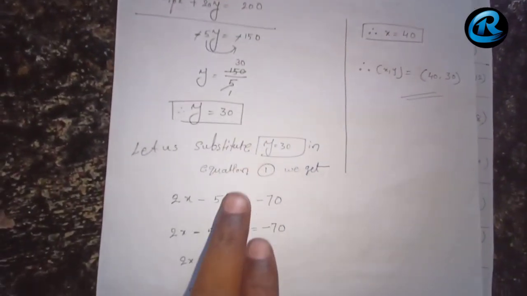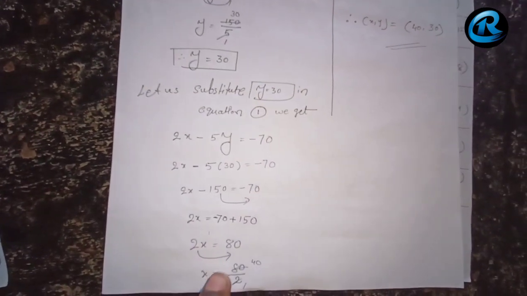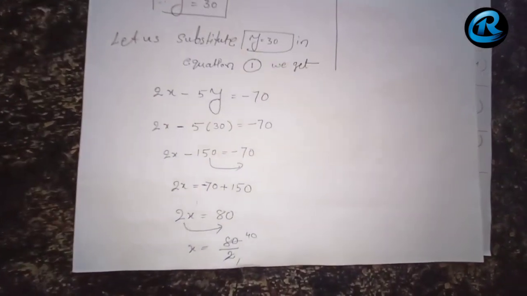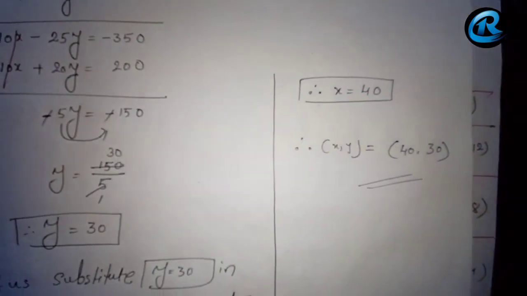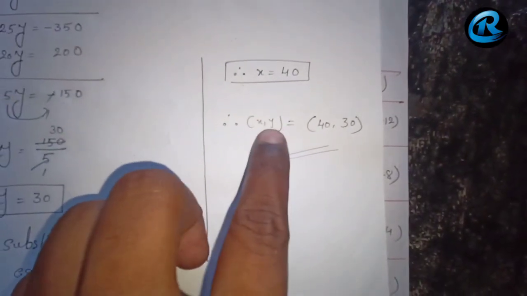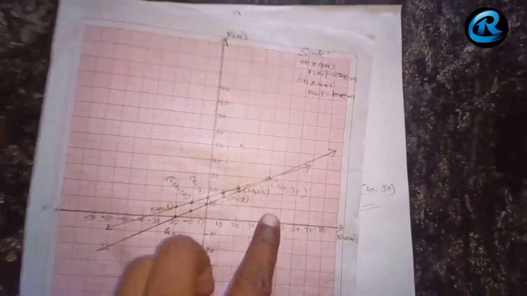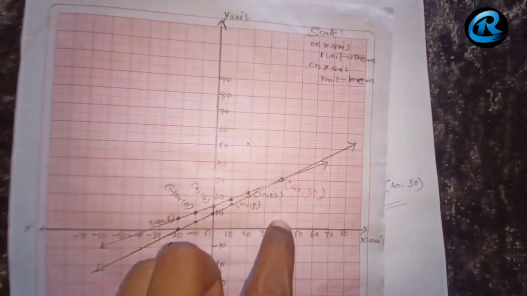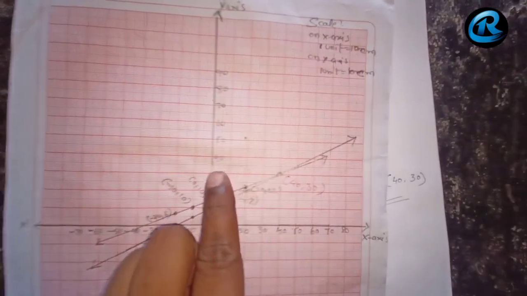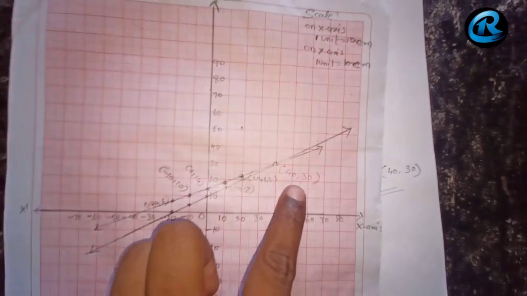By substituting the y value in equation number 1, you will understand the simplification very clearly. You will get the x value as 40. That means x equals 40, y equals 30. That means the graphs are going to intersect at x axis 40 and y axis 30. See, 40 and 30, at 40 comma 30.